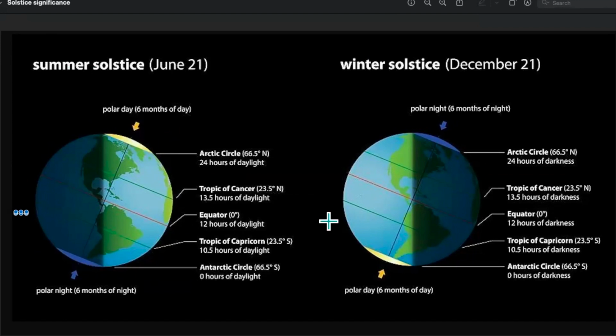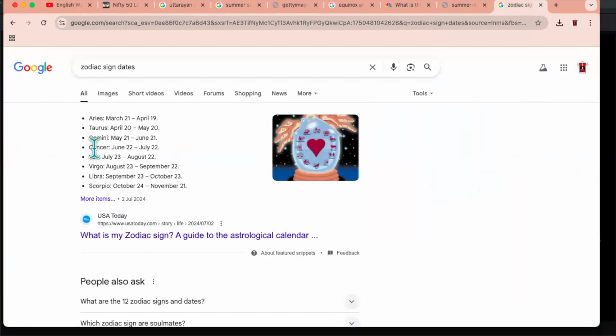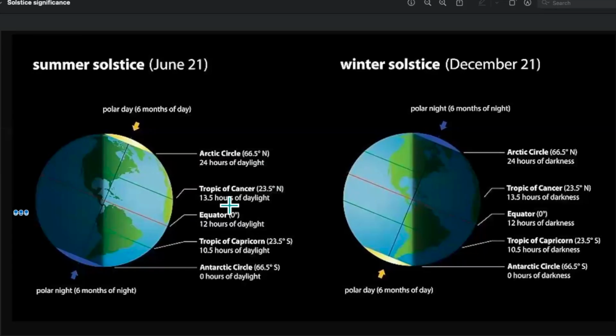Now, on this day, the sun rays fall directly on the Tropic of Cancer. And if you look at the zodiac signs, the sun enters into Cancer. Sun enters into Cancer on 21st or 22nd of June. Why? Because the sunlight falls on that line, and that's why that line is called the Tropic of Cancer. You can take it either way.